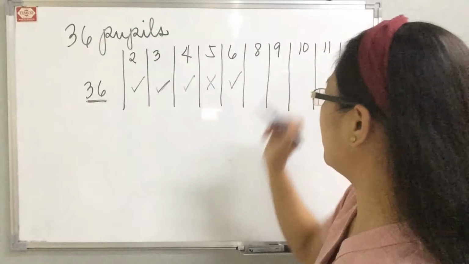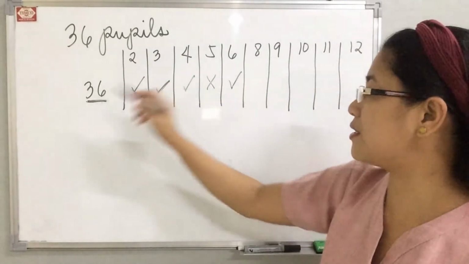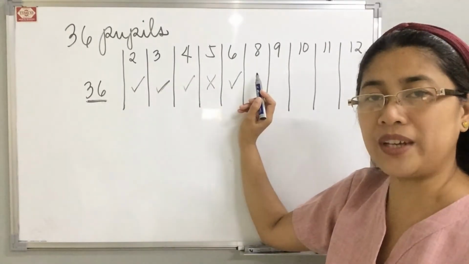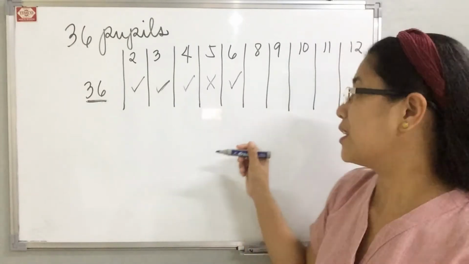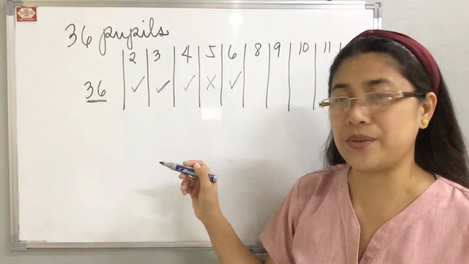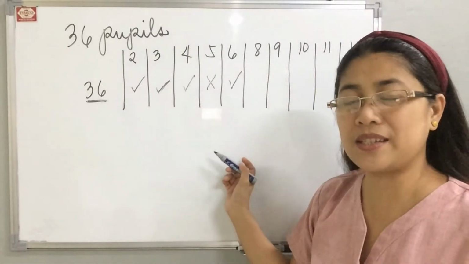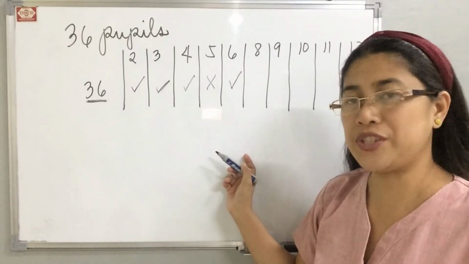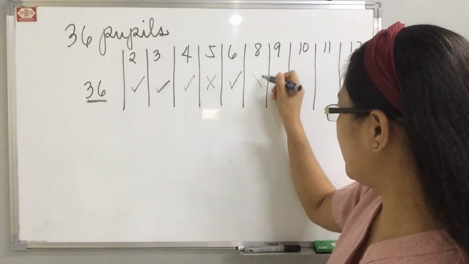So let's check. How about number 8? Is 36 divisible by 8? What is our rule for number 8? If the number formed by the last 3 digits is divisible by 8, then that number is divisible by 8. Since we don't have 3 digits here, skip count by 8. So 8, 16, 24, 32, 40. So it's not divisible by 8.